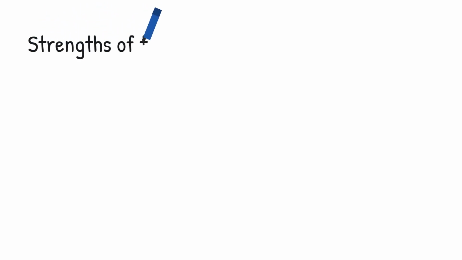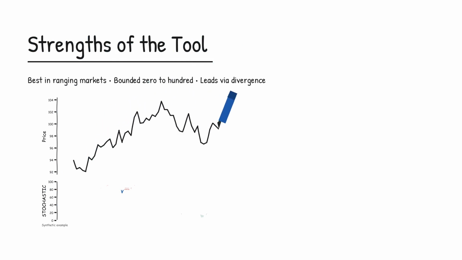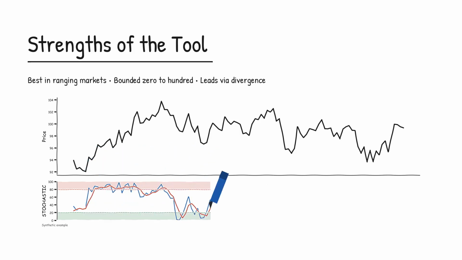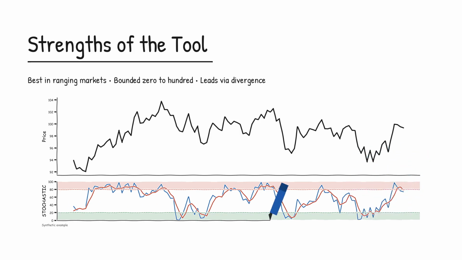Stochastic excels in ranging markets, where price oscillates between definable highs and lows. It is responsive, intuitive, and bounded between 0 and 100, making cross-asset comparisons straightforward. Divergence signals often lead price, giving you preparation time. And because it normalizes by range, it adapts naturally across volatility regimes without parameter tweaking.